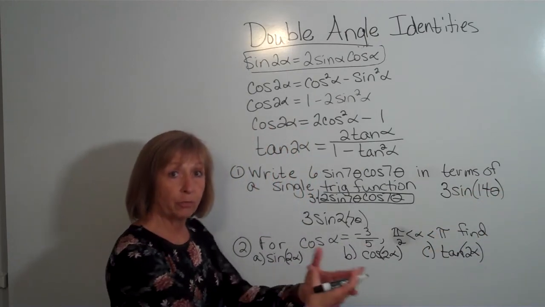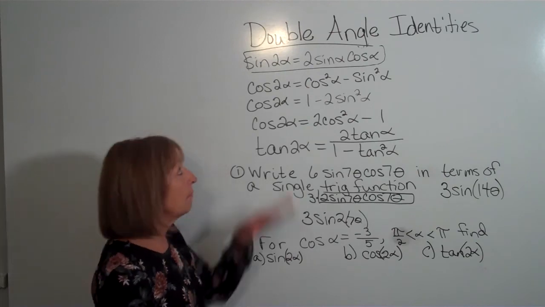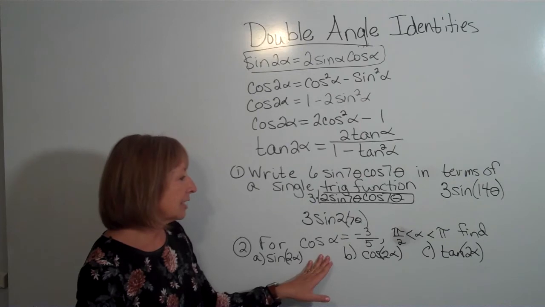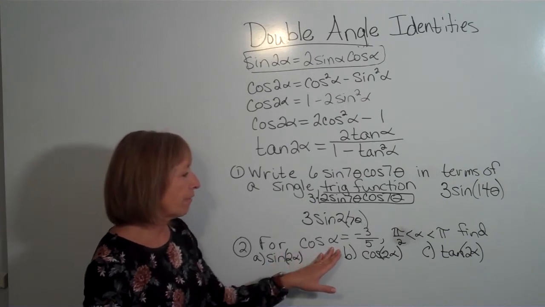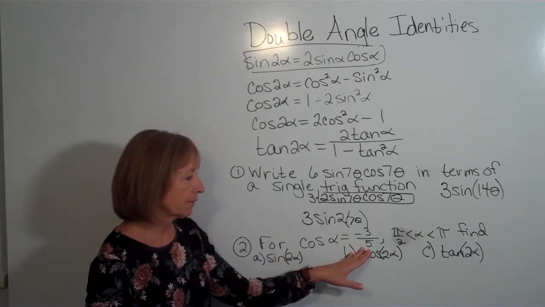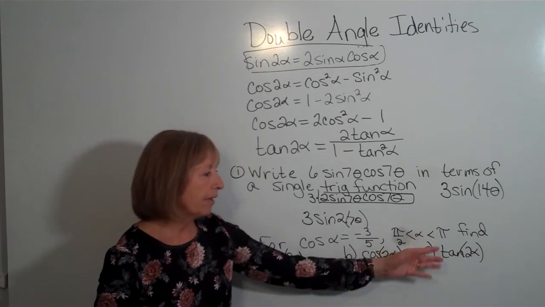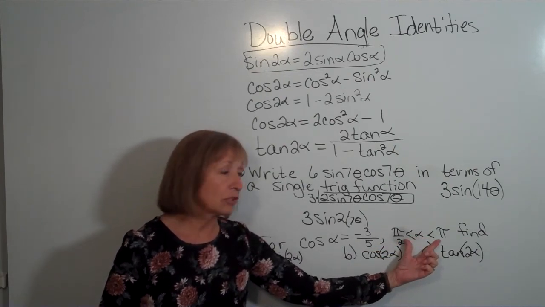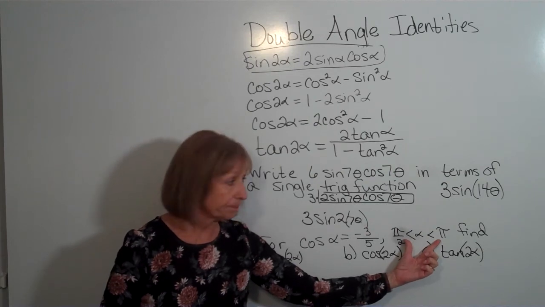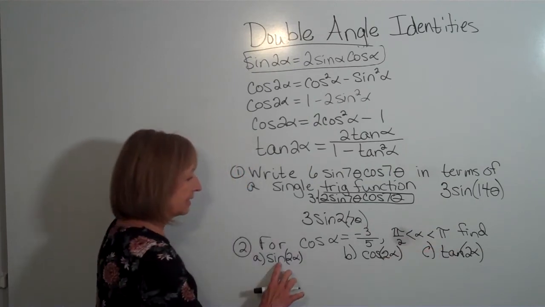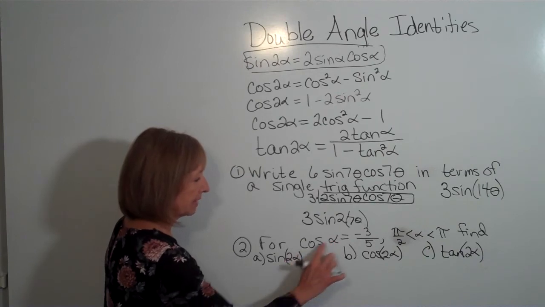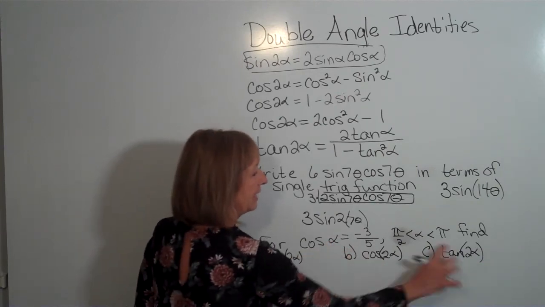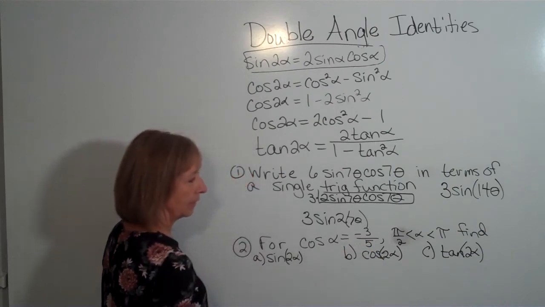So that's utilization where I'm actually coming from the other side back to the left-hand side. Let's look at the next one. This says for cosine alpha being -3/5 and my alpha being in the span of angles from pi over 2 to pi, so that's the second quadrant, find the sine of 2 alpha, the sine of twice that angle, the cosine of twice that angle, and the tangent of twice that angle.